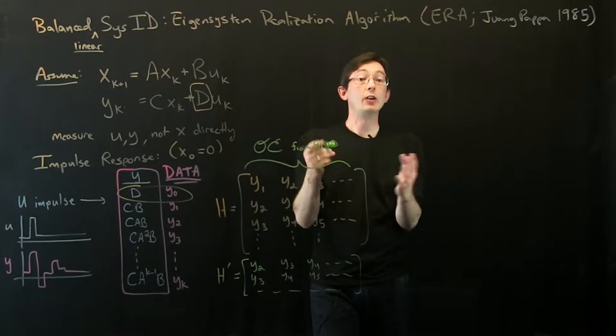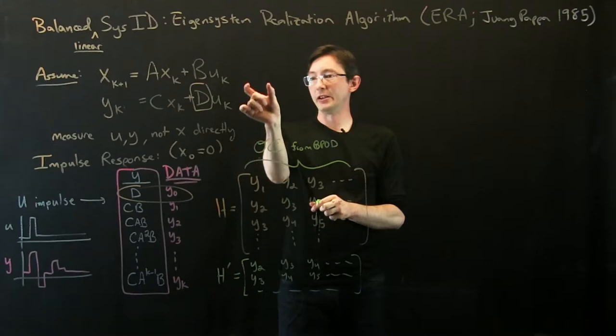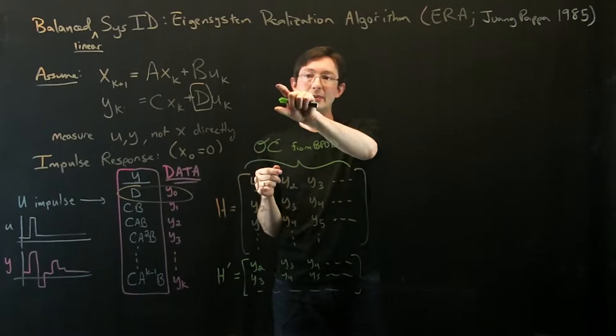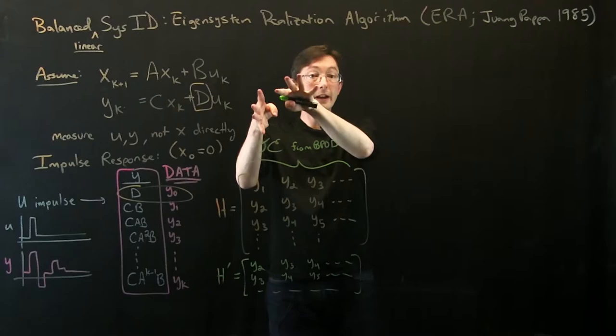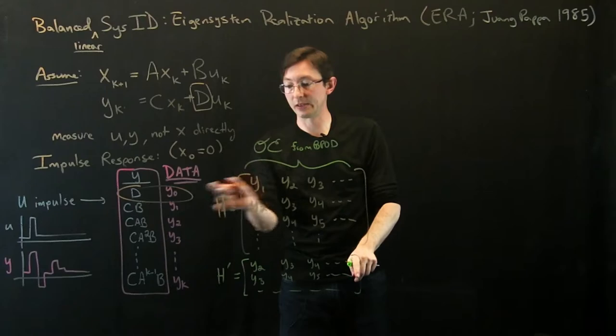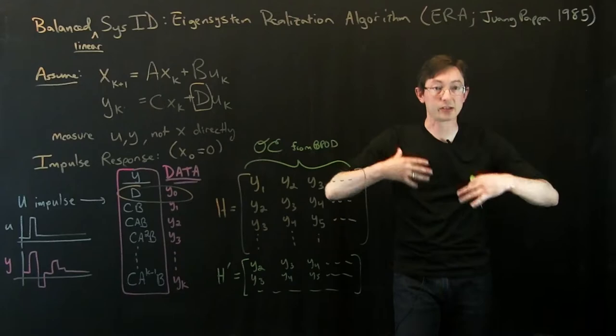It would be cool to verify. You should probably verify this. Remember, O is this big matrix of C, CA, CA squared, CA cubed. Curly C is a big matrix, B, AB, A squared B, A cubed B. You should verify that when you multiply those together, you get this matrix if you substituted in all of these blue terms here. So anyway, I'm starting to establish that there is a connection between ERA and the balanced models that we talked about earlier.